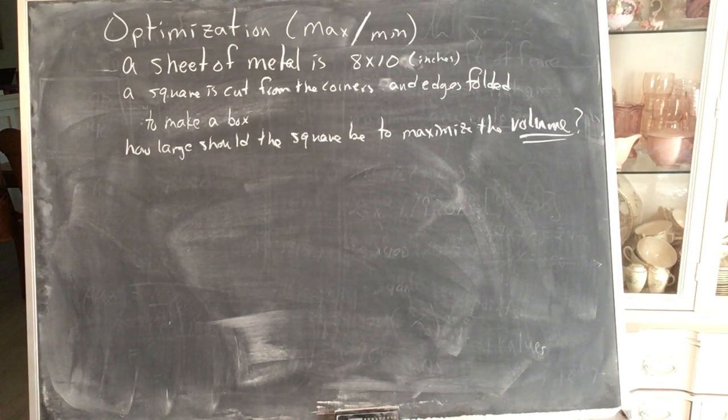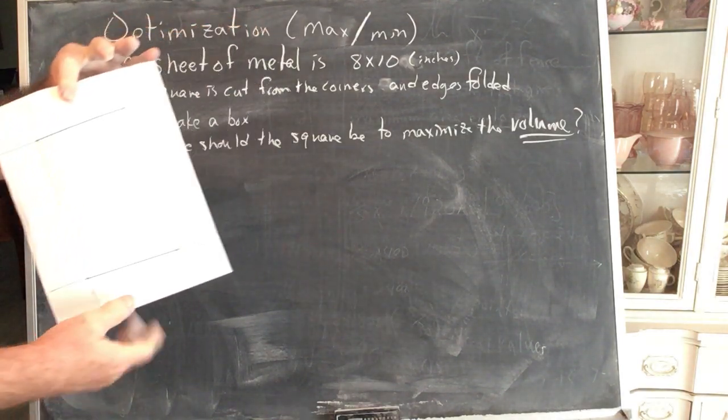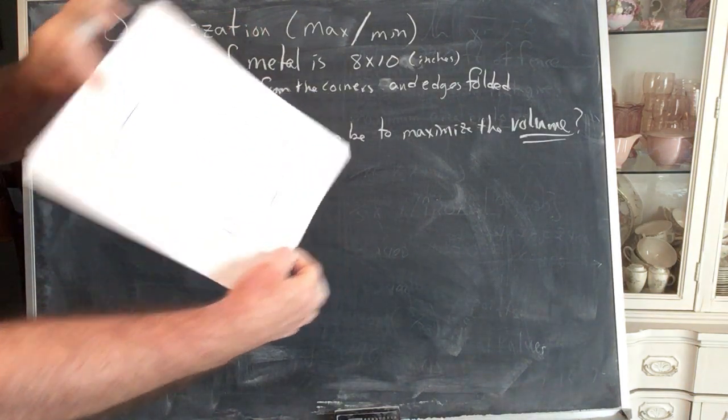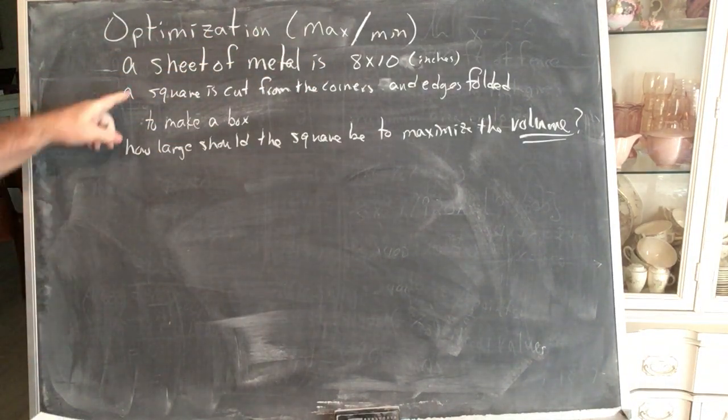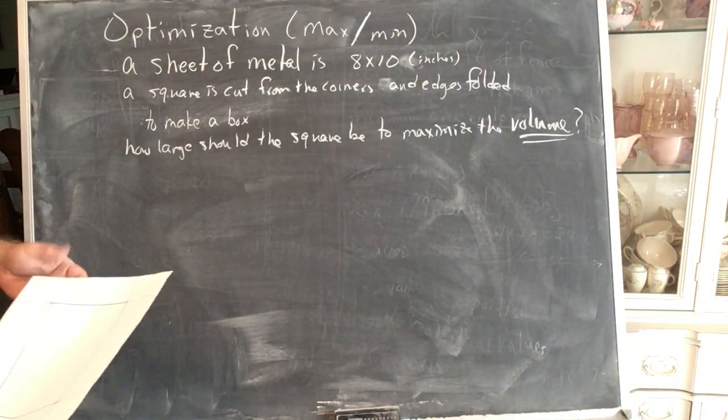All right, so this is another classic problem that you need to be able to work through. We have a sheet of metal, a rectangular sheet of metal that is 8 by 10 inches. Now I don't have metal, I have a sheet of paper here. And so let's suppose this is 8 by 10 inches. And we're going to cut a square from each of the corners.